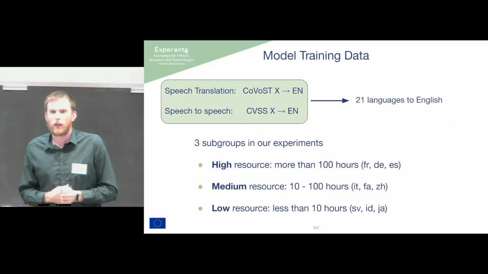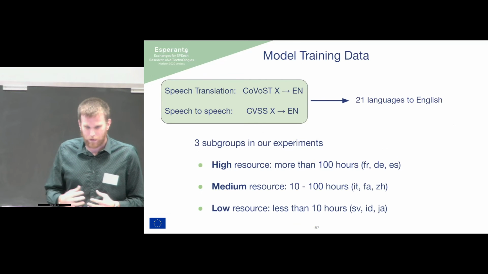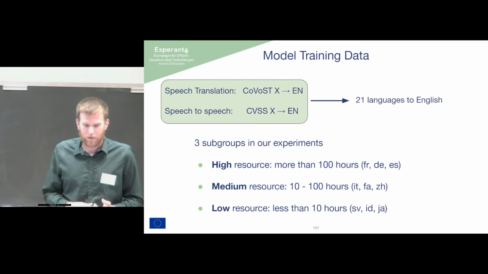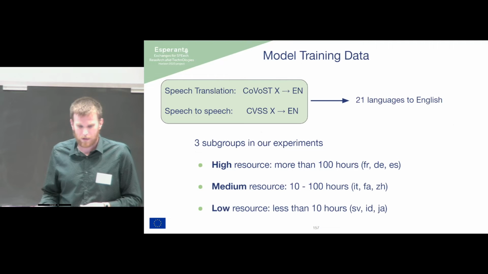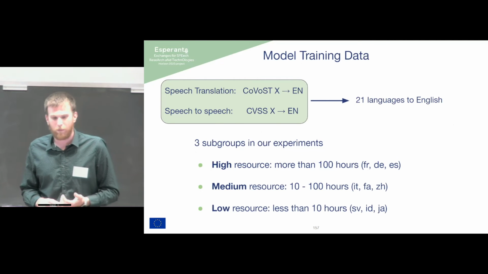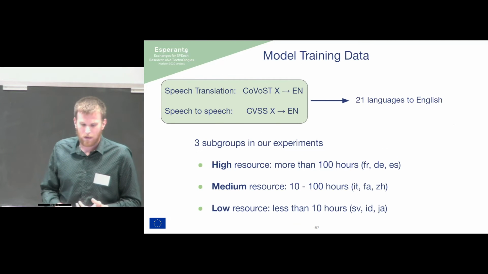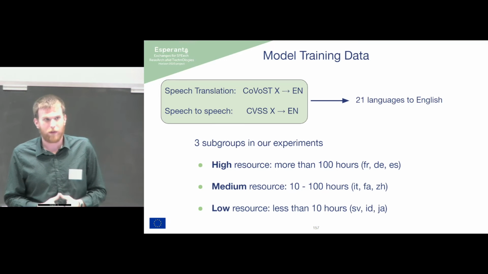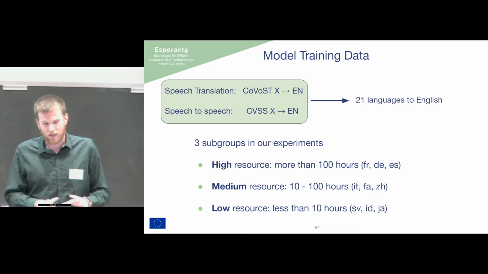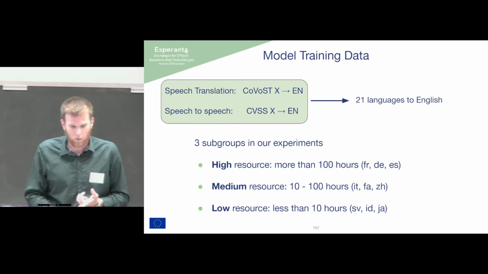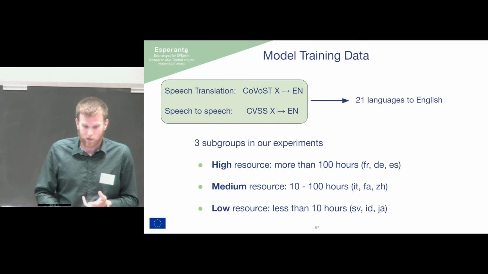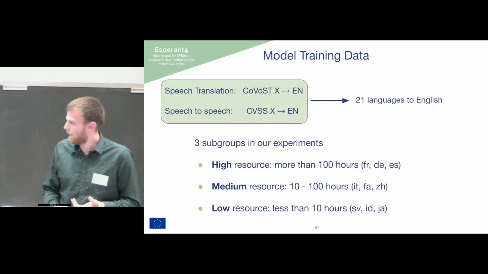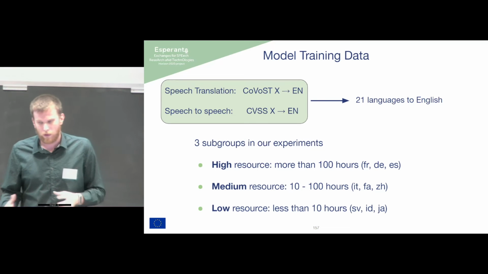Okay, moving on to the experimental setup. For the training data, we are mainly considering the CoVoST dataset for the speech translation and the CVSS dataset for the speech-to-text translation. Both of them come from data from the Common Voice initiative, and they feature a 21 languages to English translation task. In our experiments, we are also considering 3 different subgroups. We are separating in our results high resource languages with more than 100 hours, low resource languages with less than 10 hours, and then medium resources, the ones that are in the middle.